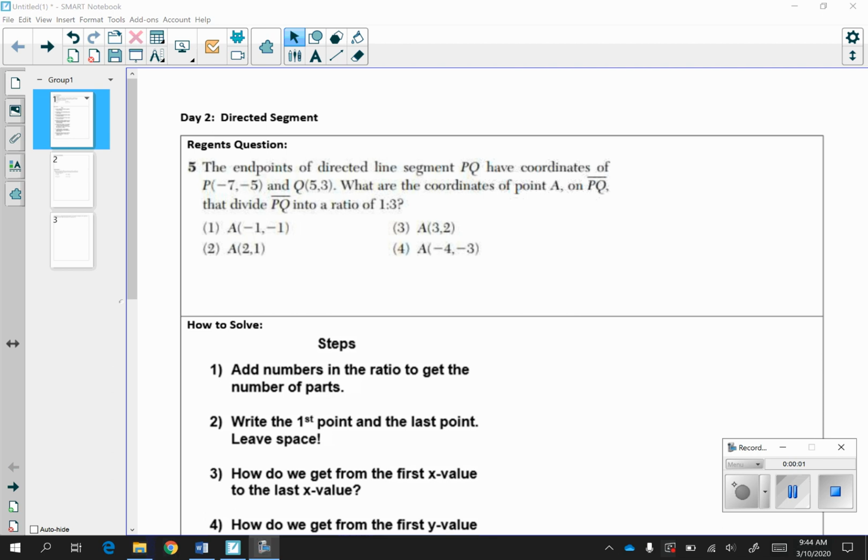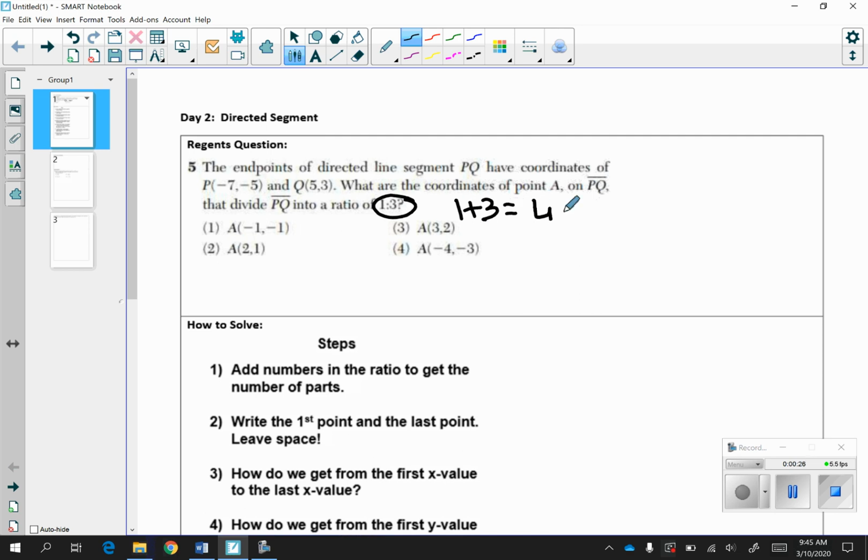Today's topic is directed line segment. Read the question below. So we know we have a directed line segment question. The first thing we need to do is decide on the number of parts. So we look at the ratio. And we have 1 plus 3 tells us that we will have 4 parts.